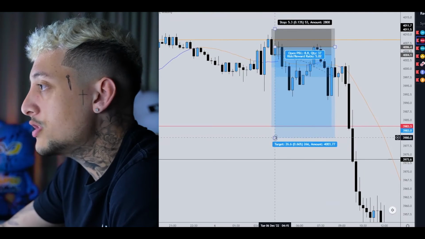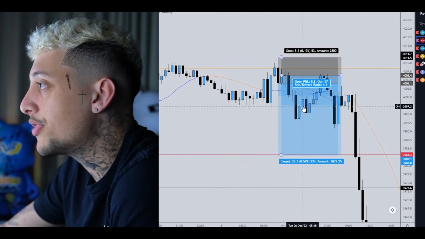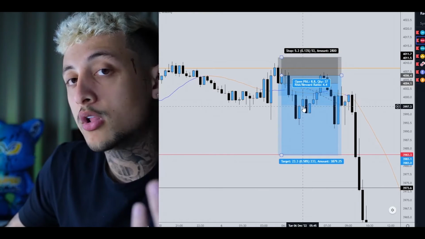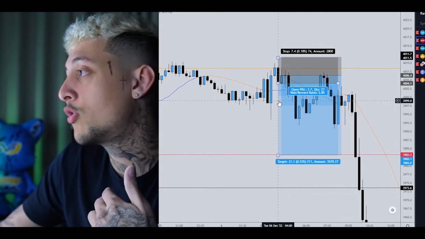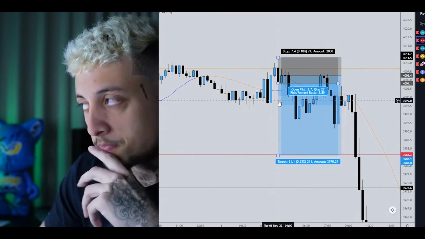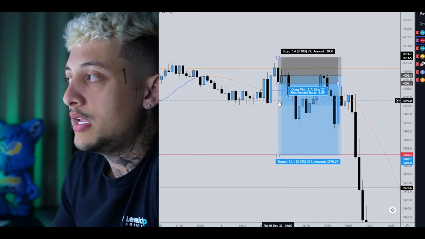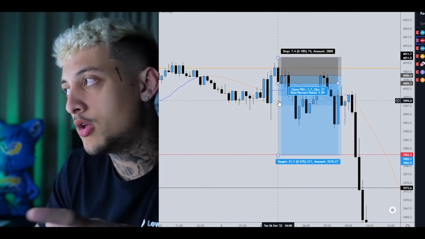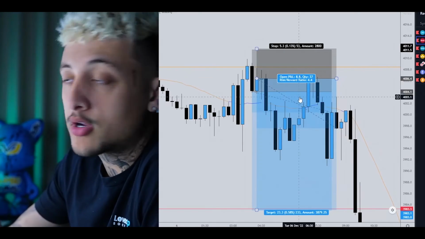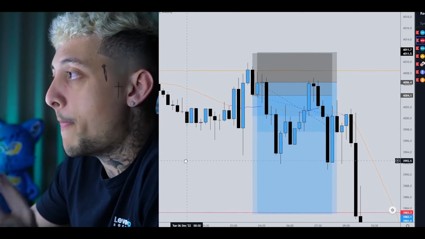In this situation here, on the aggressive entry method, you would have made 4.4 times your risk, meaning if you would have risked $100, you would have made $440. And on the conservative entry method, you would have made roughly $285 for every $100 you risked. Now, obviously you can see the pros and the cons there in the risk to reward ratios, but let's also look at this from a trade management perspective.